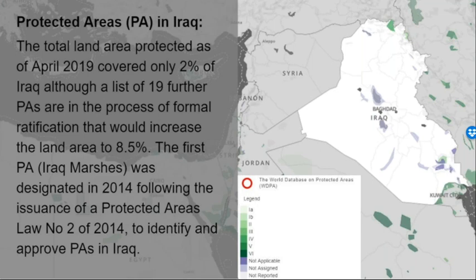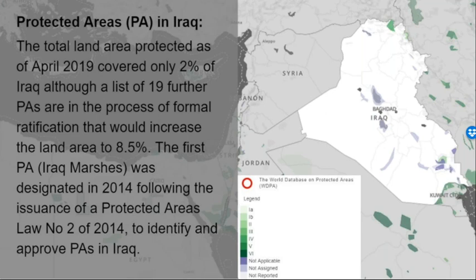And going down in the south of the country, if you look just above Kuwait City, there's a green area, and that is the Central Marshes. Now the Central Marshes were the first protected area to be designated in Iraq in 2014, following the issuance of the Protected Areas Law also in 2014.